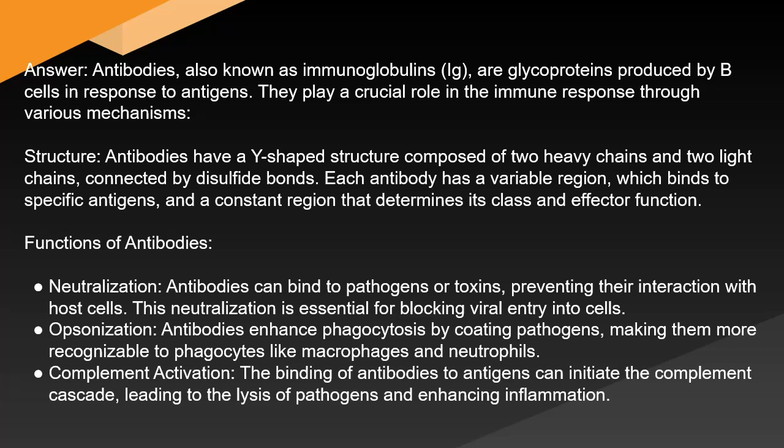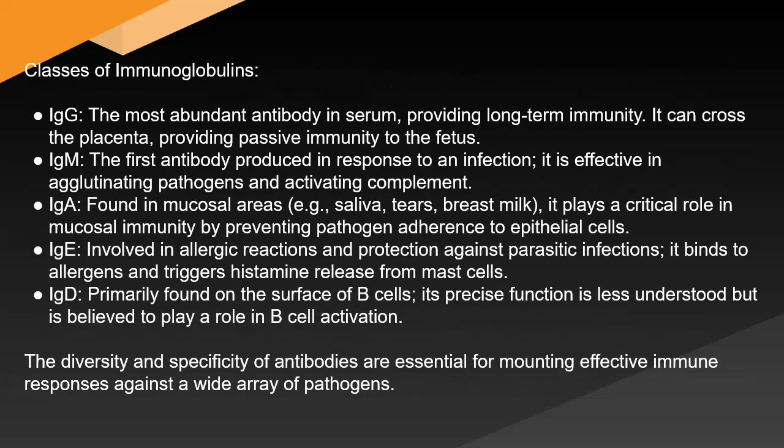Functions of antibodies. Neutralization. Antibodies can bind to pathogens or toxins, preventing their interaction with host cells. This neutralization is essential for blocking viral entry into cells. Opsonization. Antibodies enhance phagocytosis by coating pathogens, making them more recognizable to phagocytes like macrophages and neutrophils. Complement activation. The binding of antibodies to antigens can initiate the complement cascade, leading to the lysis of pathogens and enhancing inflammation. Classes of immunoglobulins.